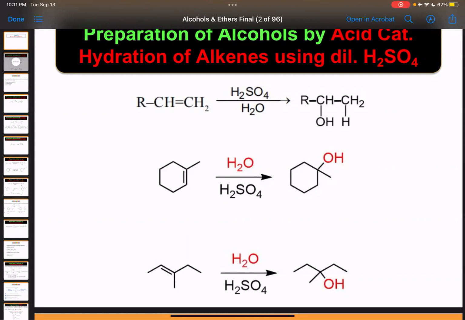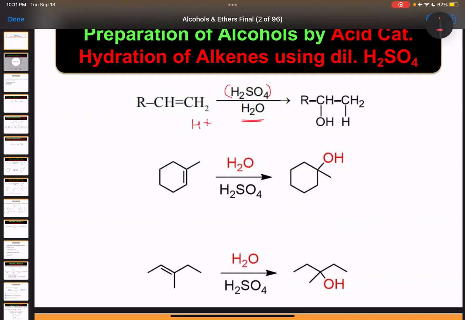Is it clear? Yes, sir. So tell me, this is simply addition of water only, but you can't take simply water, it will not work, because water doesn't ionize sufficiently. Water is neutral, we know. So we want H plus to be in sufficient amount. So for that we took H3O plus, dilute H2SO4.